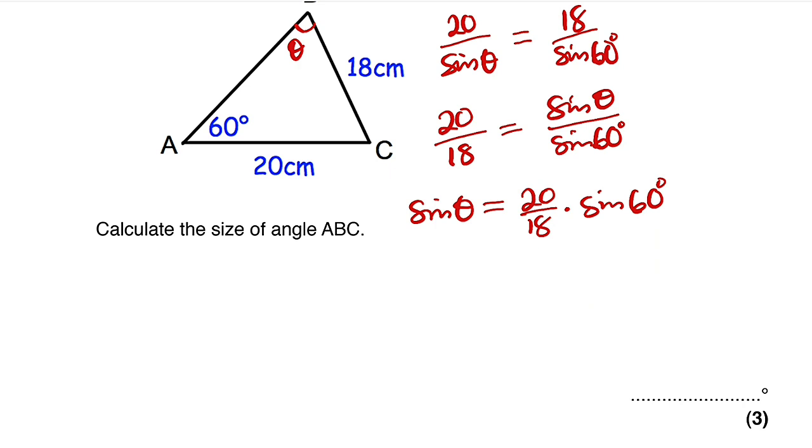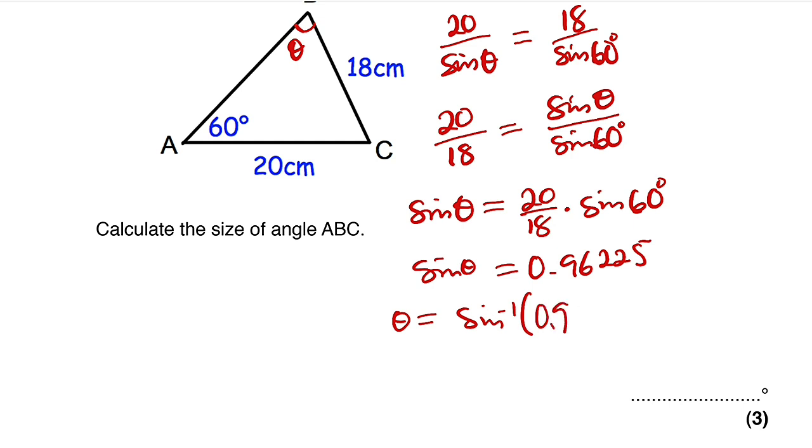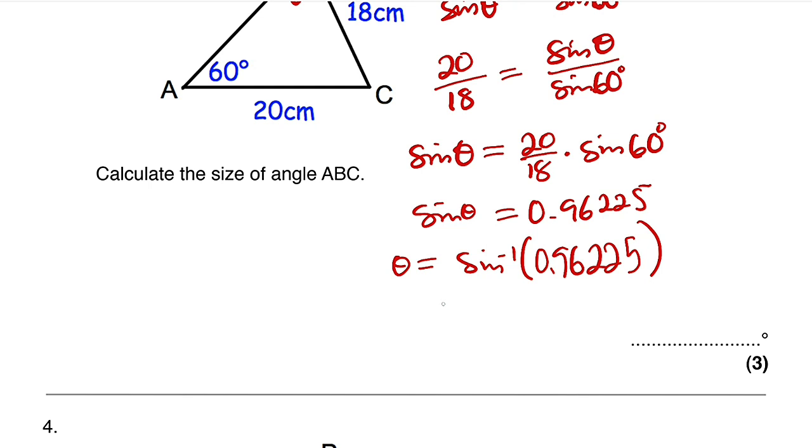And this is 0.96225. Let me write it here. 0.96225. This is sine of theta, remember. So theta itself will be sine inverse of 0.96225. And this is approximately equal to 74.21 degrees. So this is the angle we are looking for.